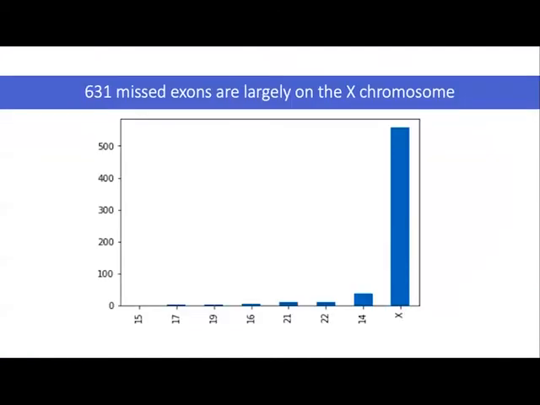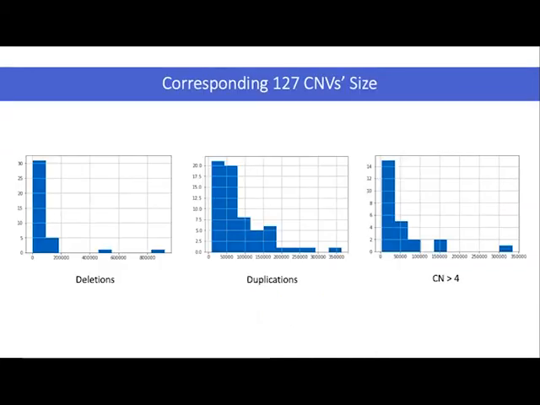I further wanted to investigate the 631 exons that were missed by all three callers. Largely, those CNVs were on the X chromosome, suggesting that the pipeline may need to evaluate CNVs on the sex chromosome separately from those on the autosomes. I further characterized the CNVs by size and saw that most of them ranged from 100 base pairs to less than 200 kb, with a few outliers, and that was across deletions, duplications, and copy numbers called with a number greater than 4.